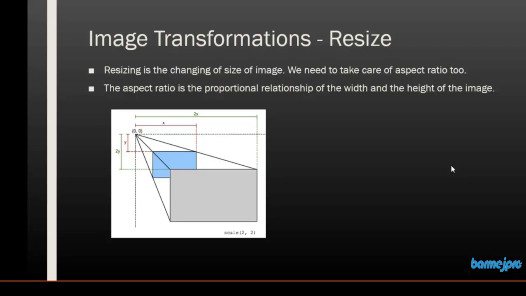In this session we will deal with an image transformation called resize. As the name suggests, resize is changing the size of the image. But while changing the size, there is a greater chance that the image will stretch or shrink. So we need to take care of the aspect ratio, so that the image will appear in the same form when the size is changed. Aspect ratio can be called the proportional relationship of the image width and height. For example, whether it's a large image or a small image, the image will appear the same.